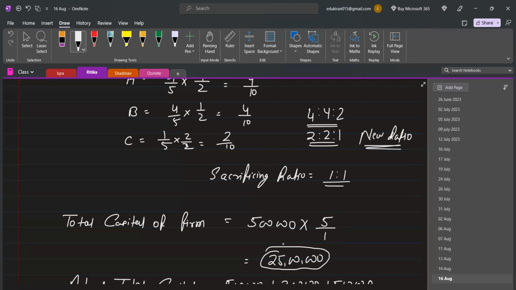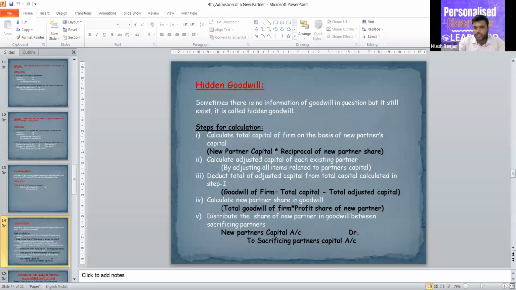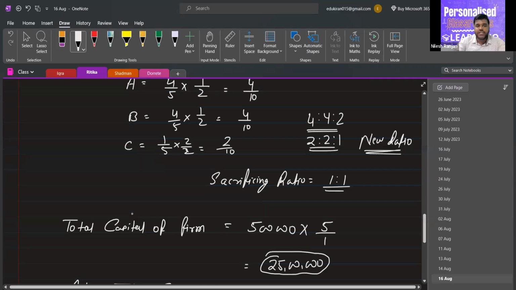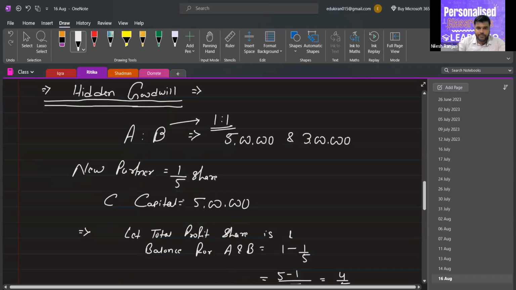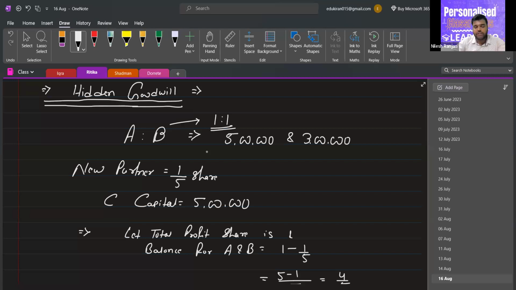Yes, sir. So this is our first step: new partner capital into reciprocal of new partner share. Now calculate adjusted capital of each existing partner. In this question, there is no adjustment given, only capital of existing partners given. So there is no adjustment required in their capital.